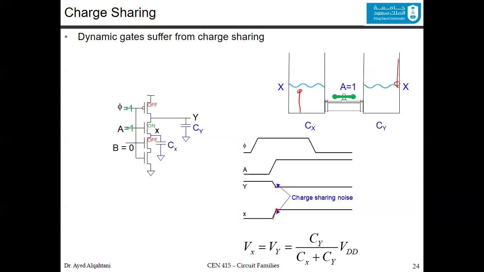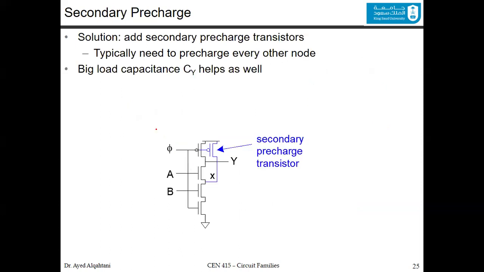Now, what's the solution for this problem? We know that the problem is the consumer, which is X. So we need to do something about X. The solution is to add a secondary point here, where it is connected to a secondary pre-charge transistor. So whenever you are charging Y, you charge X as well. If there is any other node that could cause trouble, you charge it as well. So that was a simple solution. Add the secondary pre-charge. Typically, you need to pre-charge every other node that could cause trouble.